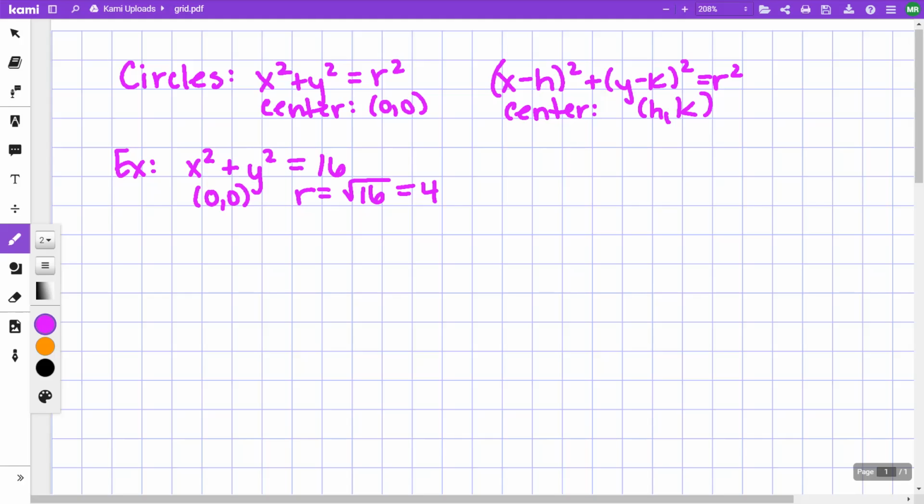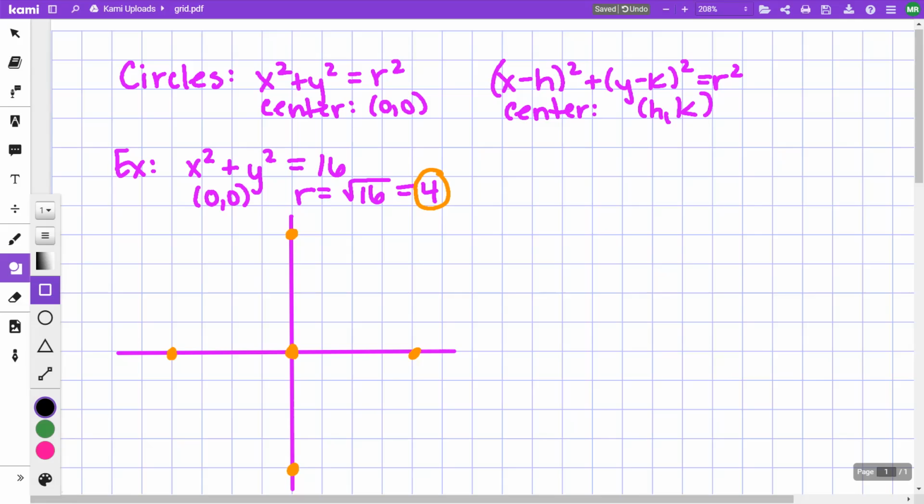So for this, if I draw my circle, let me just get my x and y axis. I'm going to have a point at my center, 0, 0. That's not actually a point, but it's like a locator point. And then I'm going to be going 4 in each direction. 1, 2, 3, 4. And then I am going to draw my circle.